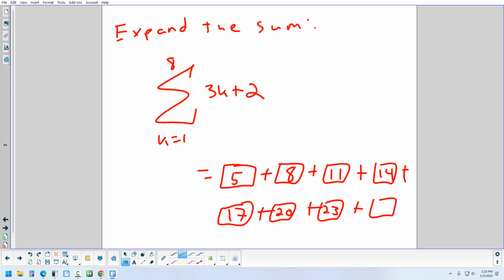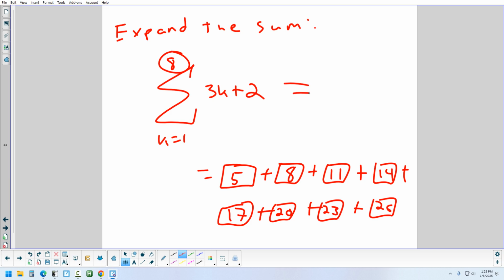And Aiden, how am I going to get my eighth term? You plug it in for k. And what do we plug in for k? 8, and that's going to give me 26. And how do I know to stop there? Because the top says 8, and that's the stopping point. I've reached the top, which is the stopping point.